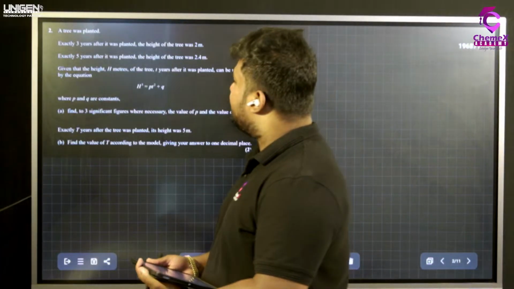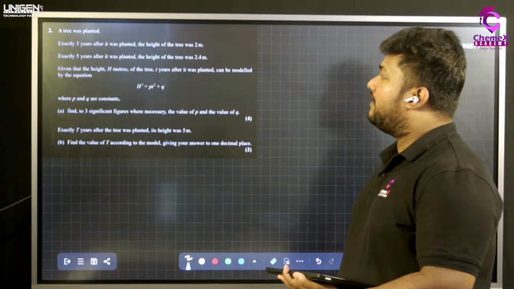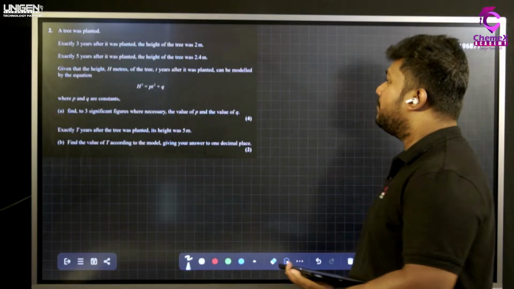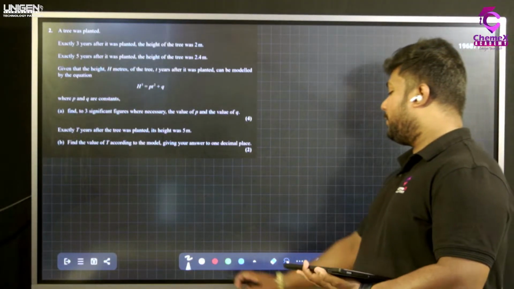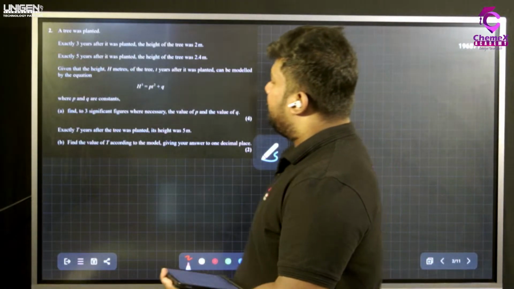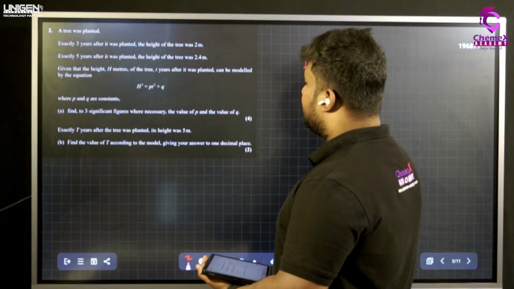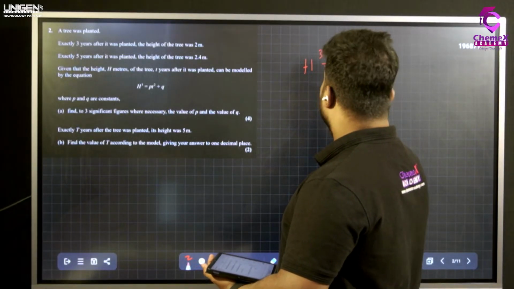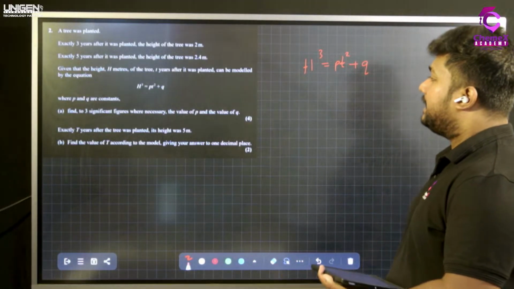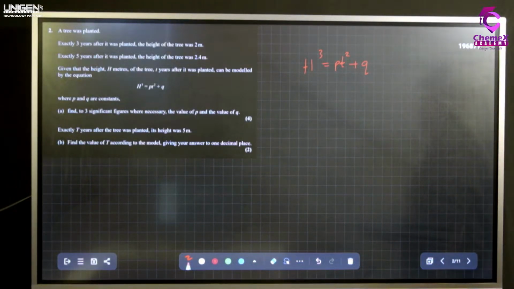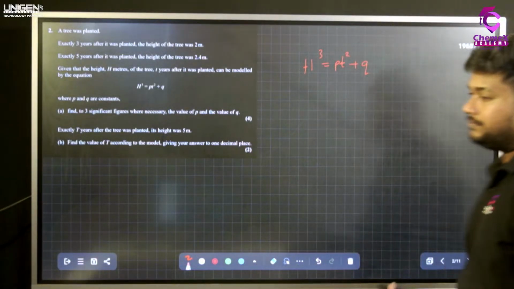A tree was planted. Exactly 3 years after it was planted, the height of the tree was 2 meters. Exactly 5 years after it was planted, the height of the tree was 2.4 meters. Given that h to the power 3 is equal to pt squared plus q, where p and q are constants, find, to three significant figures where necessary, the values of p and q. So how do you find them?